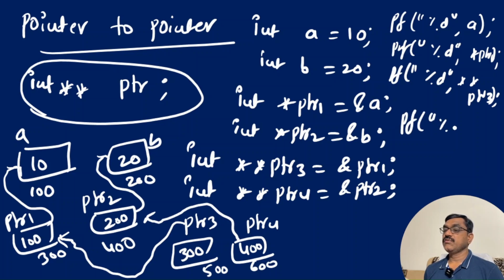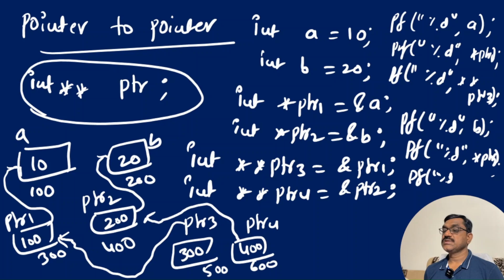Similarly, you can get the value of b like this. Simply write b in printf, or with percentage d you can access the b value by using star of ptr2, or you can use percentage d with star star of ptr4. These are the different ways to access the values of a and b. Here we have explained the concept of pointer to pointers in detail.